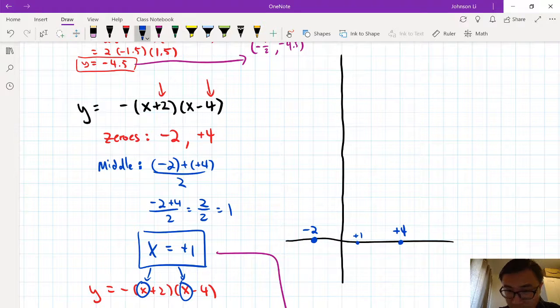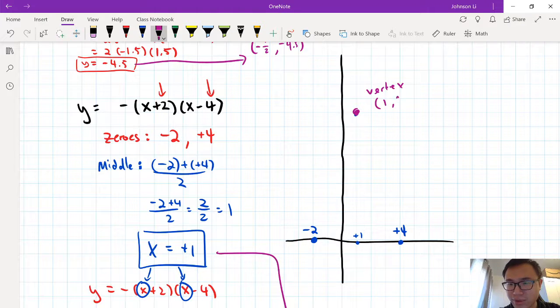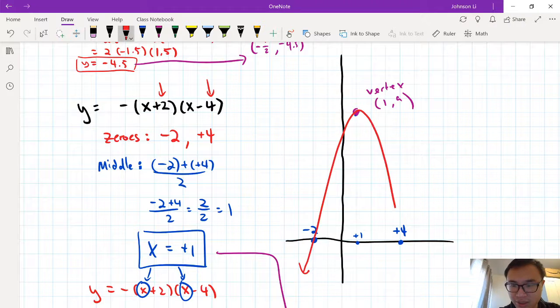1, 2, 3, 1, 2, 3, 1, 2, 3. I think it would be around here, right? Is that 9 squares? 3, 3, 3. Yep, looks like it. So this is our vertex. Didn't know which side was positive for a moment. 1, 9. And once again, we just draw a parabola that goes through our 2 zeros. Not this one, because this is just a marker I made.